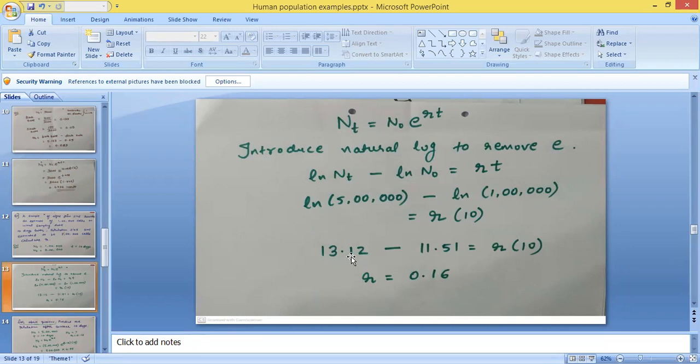13.12 minus c. Here I am removing this e. So when I remove this e, the natural log will be introduced on both sides. That is why you have to take ln 5 lakh minus ln 1 lakh. So the r value will be equal to 0.616. So just note this down first of all.